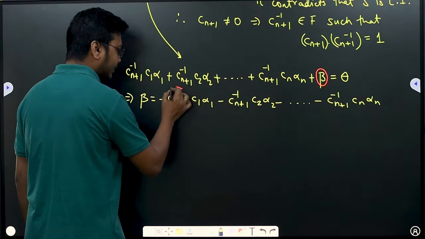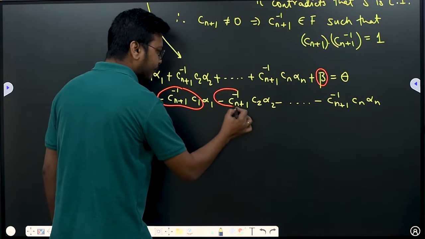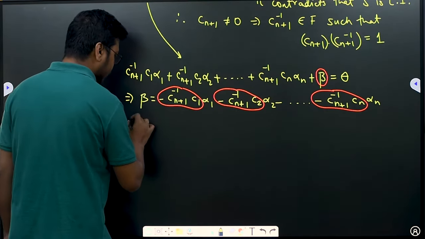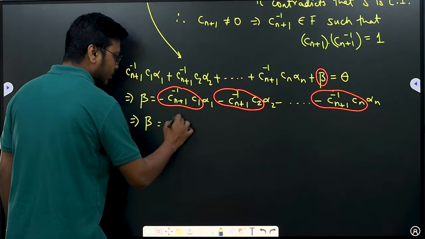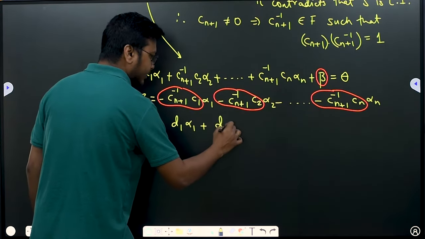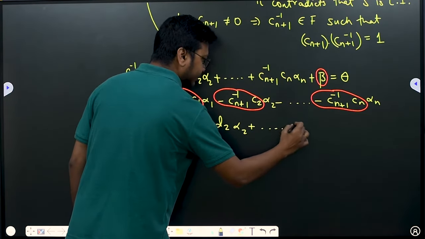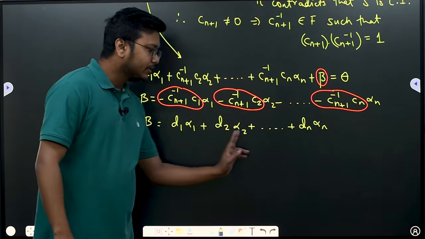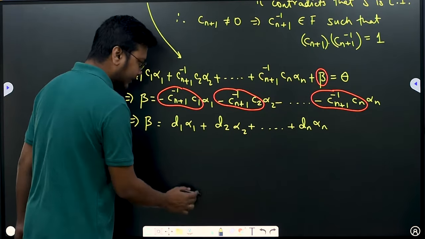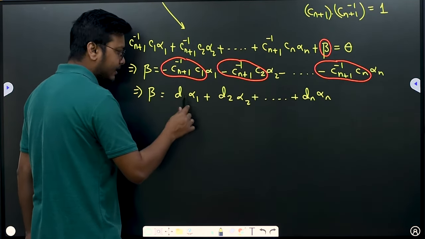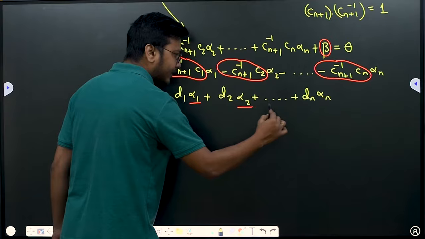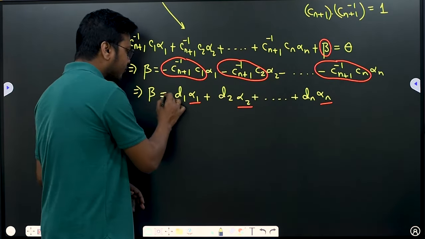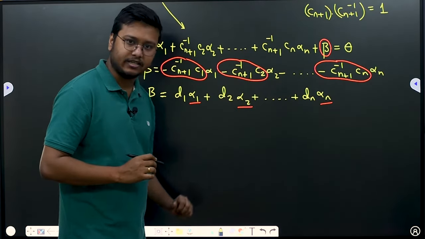Let me give these constants a new name. Let me call them D1, D2, like that. So I would have beta equals D1 alpha 1 plus D2 alpha 2 plus, like this, Dn alpha n. From this relation I can see that beta is a linear combination of the elements alpha 1 to alpha n. That means beta is a linear combination of the elements of the capital S set, right?